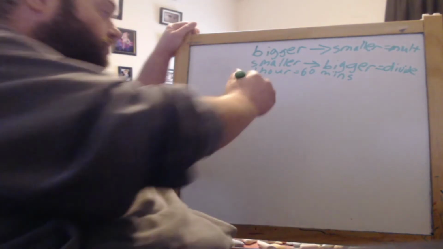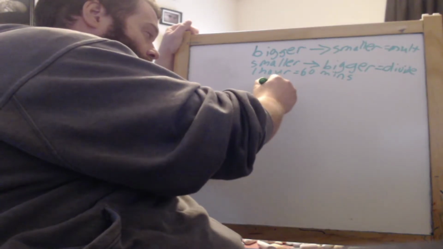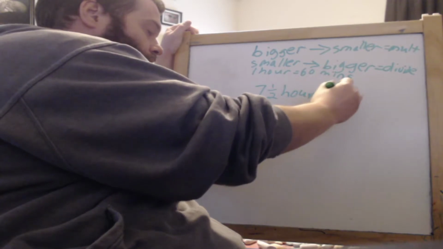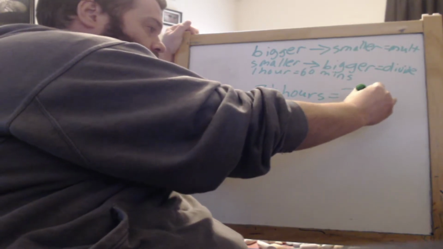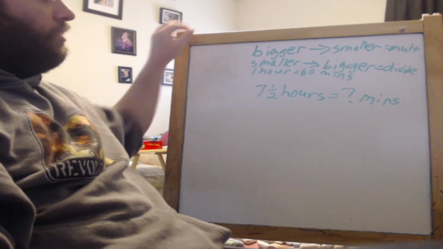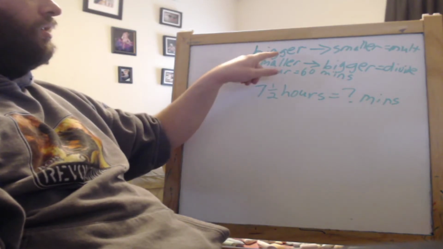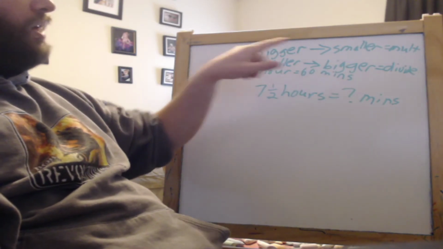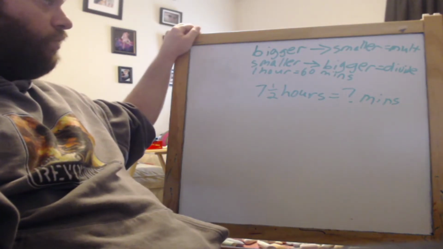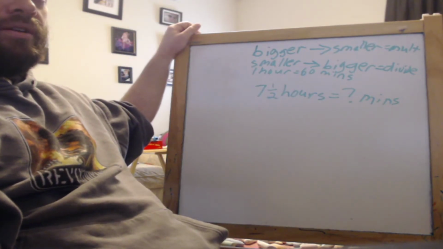So why don't we do 7.5 hours equals blank minutes. So all we're doing, okay, so we're going from hours to minutes. I know that hours are bigger, so we're going from a bigger to a smaller unit, which means we have to multiply. And what are we multiplying by? 60, because there's 60 minutes in an hour.